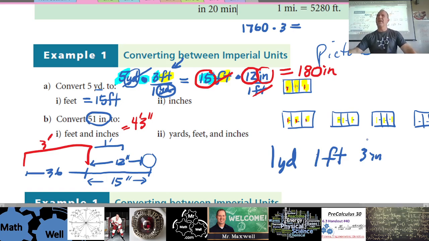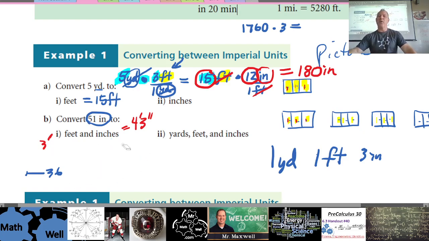Could we do that with unit analysis? I'm going to take a few moments just to teach you how to do that. And again, I don't know how you want to do this. I'm giving you some tools, but this is how you could do it with unit analysis. You say 51 inches. What can I convert that to first? Let's go to yards, okay? Well, what's the conversion factor between inches and yards?